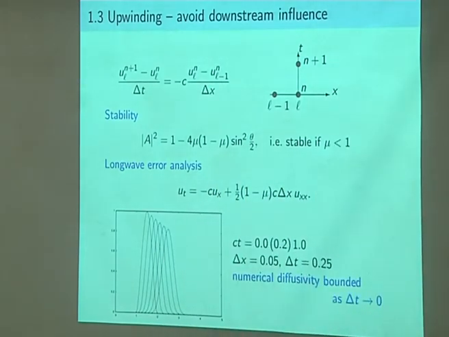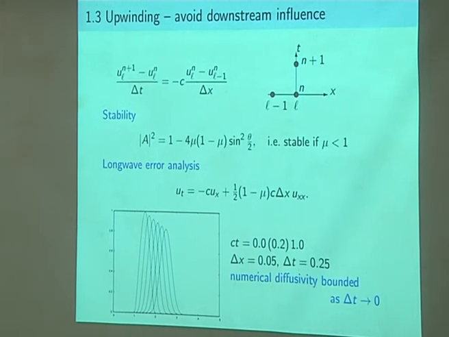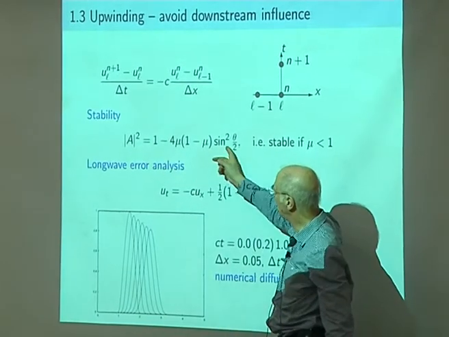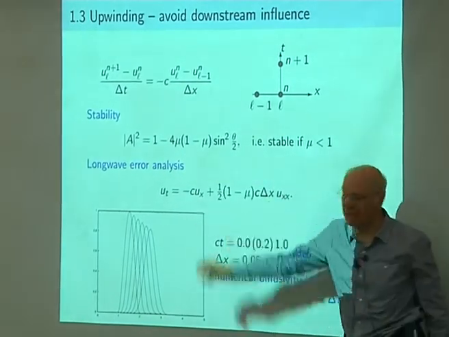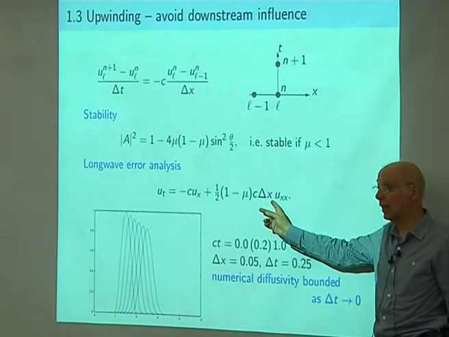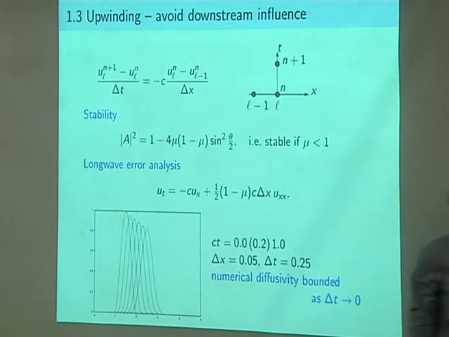We go away and do the stability analysis, and you can find that the stability criterion is a squared is 1 minus some expression sine squared theta, and that a is less than 1 in size for all values of theta, and for all values of mu less than 1. So that's understandable, it's rather nice. And the long wave analysis again delivers a diffusivity, but now the diffusivity just depends on delta x. I can make it smaller by having smaller delta x.